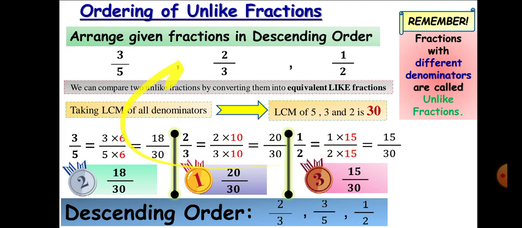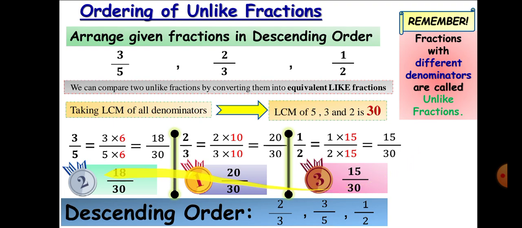Then we have the example 3 over 5, 2 over 3, and 1 over 2. If you look at their denominators, they are different, so we have to convert them. Take the LCM of 5, 3 and 2, that is 30. Then 3 over 5, multiplied by 6, you're going to get 18 over 30. Then 2 over 3, multiplied by 10, you're going to get 20 over 30. Then 1 over 2, multiplied by 15, you're going to get 15 over 30.